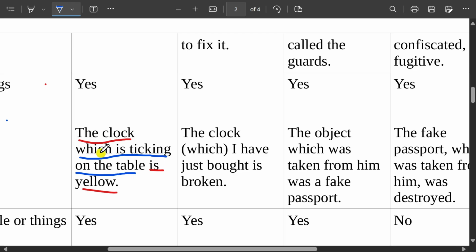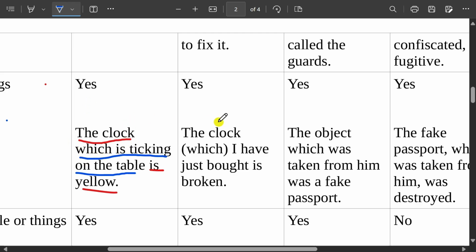But when like this, plural or singular, which refers to the clock, yes, and this is singular. In plural, we can say which are, yes, perfect. Which doesn't change, but the verb changes, becomes are ticking. Okay? So, which in this case is the subject.